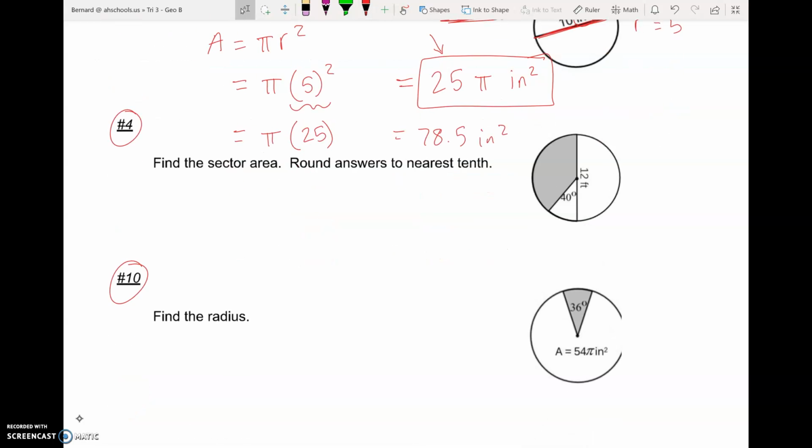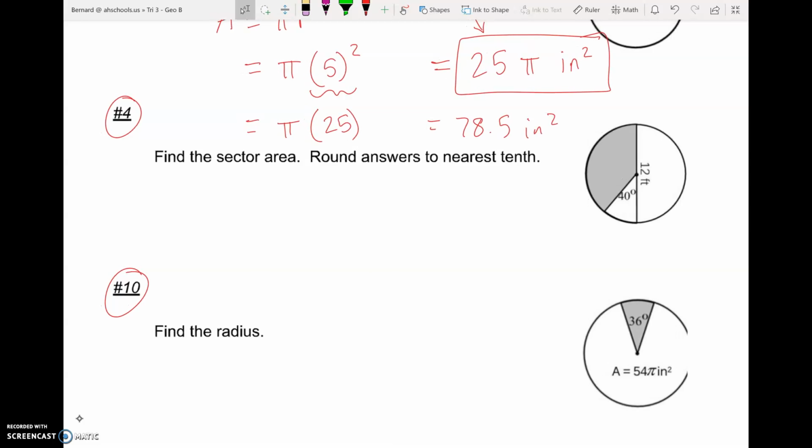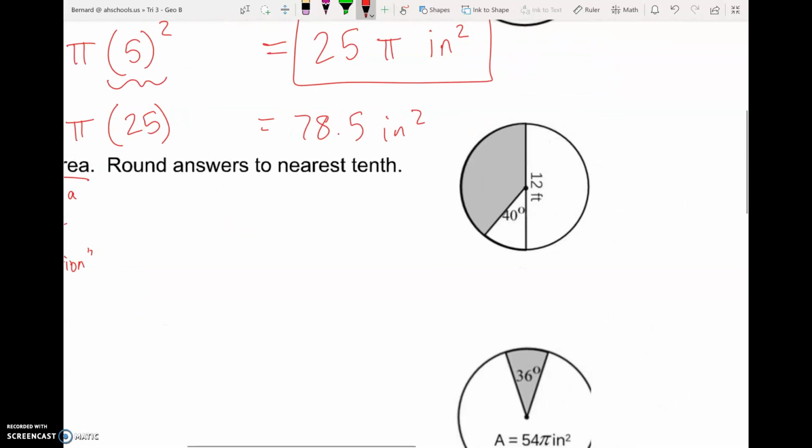Now, moving on to number 4, sector area. So remember what a sector is: part of a circle. And not just a part, but this will clue us into what we're going to do. It's a fraction of a circle, right? And so the sector area is going to be the shaded section. So we're looking for the shaded section right here. Now I'm going to do some work in the shaded section, so I'm going to erase that. But just know we're trying to find the shaded section.